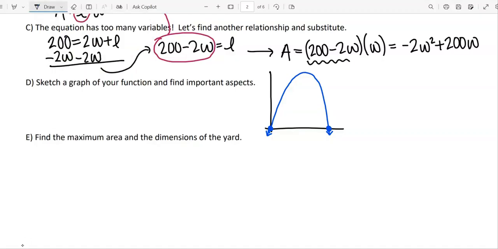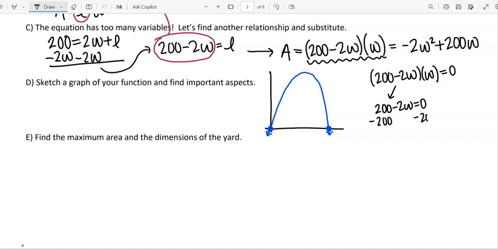What form is this? Factored form, right? Couldn't we just set that equal to 0? If we do 200 minus 2W times W equals 0, couldn't we find the roots? For this one, we'd have 200 minus 2W is equal to 0. How do you solve for W? Subtract 200. So you get negative 2W is equal to negative 200. Divide by negative 2, and what do I get?